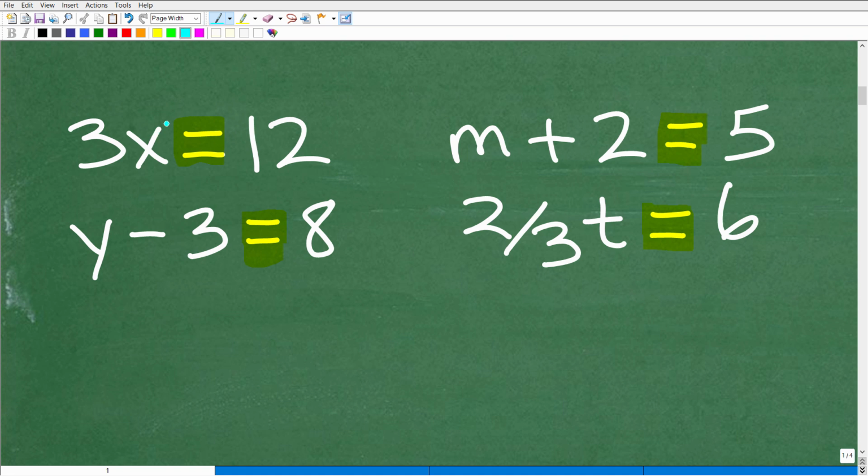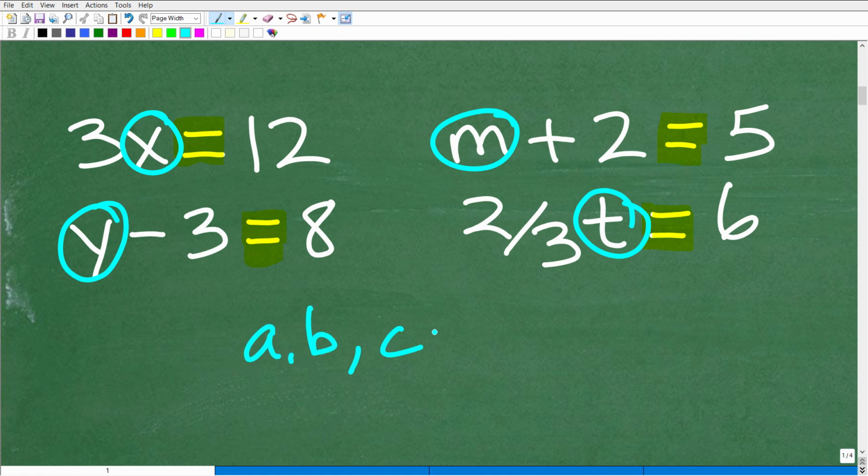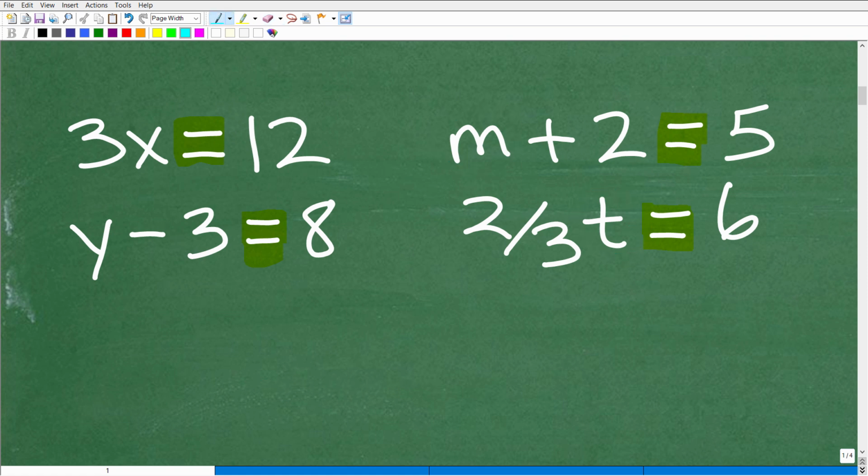And let's also notice that we have various variables here. In this particular equation, we have x, this one we have m, this one we have y, this one we have t. Now, does it really make a difference what variable we use? No, it does not. In algebra, a variable is nothing more than a symbol that represents a number. Okay, now it's pretty typical that you use lowercase letters like a, b, and c, but you do not have to use these symbols. There'll be others, but when you're learning to solve basic equations, these are the pretty typical standard type of variables you use.